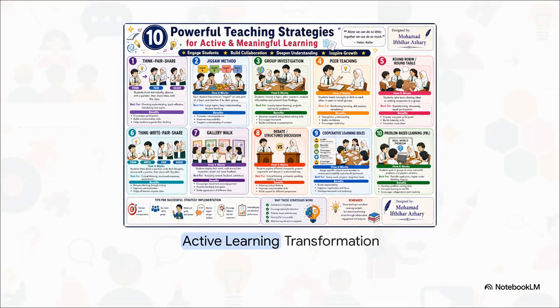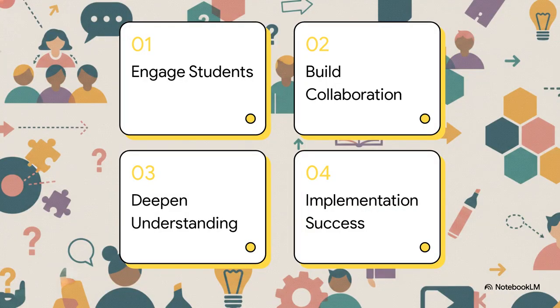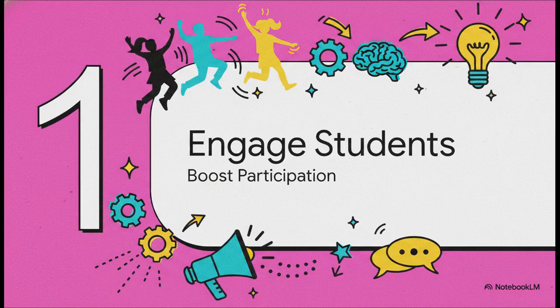And the blueprint for this kind of transformation? It requires a solid toolkit. Having these specific, actionable methods ready to go in your back pocket is honestly absolute gold for building those crucial 21st century skills. To make this super easy to digest, we're going to break these 10 methods down into 4 main themes: strategies to engage students, building true collaboration, deepening understanding and inquiry, and finally, the secrets to implementation success. Let's jump right in.